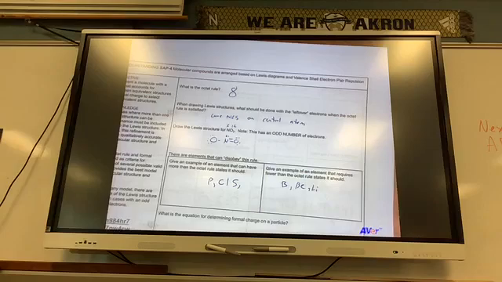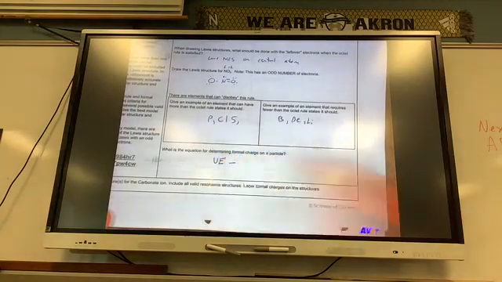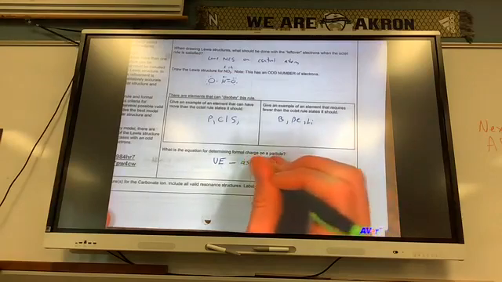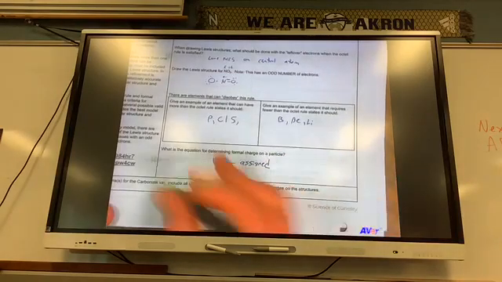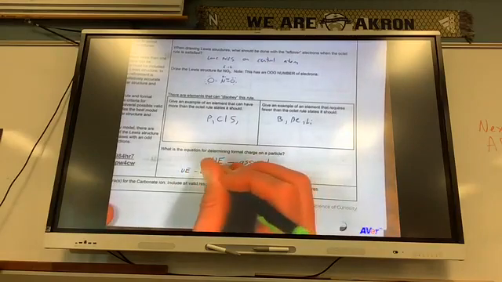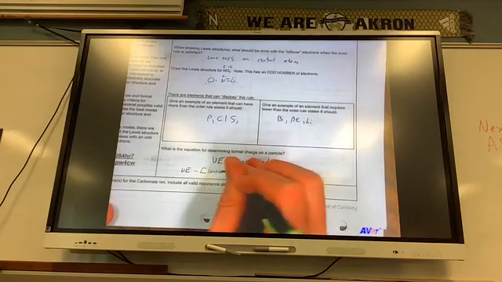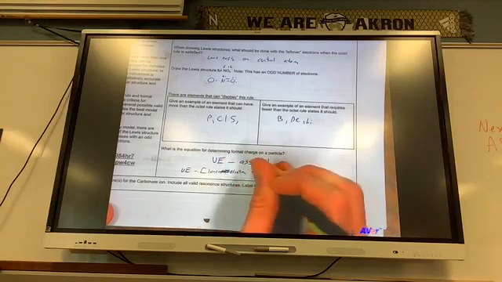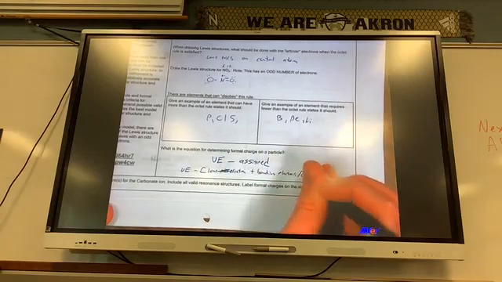So, what's the equation for determining formal charge? Do you guys remember how I taught you this? Valence electrons minus assigned. Or the official one is valence electrons minus lone electrons plus bonding electrons divided by 2. Do you guys remember that?